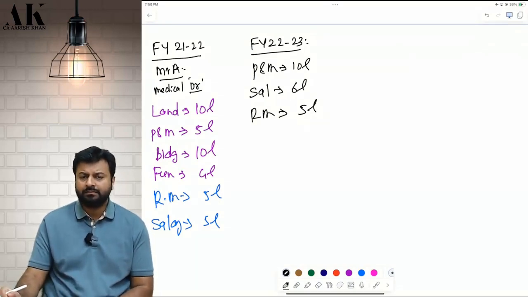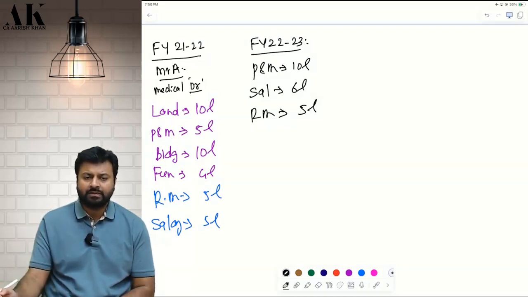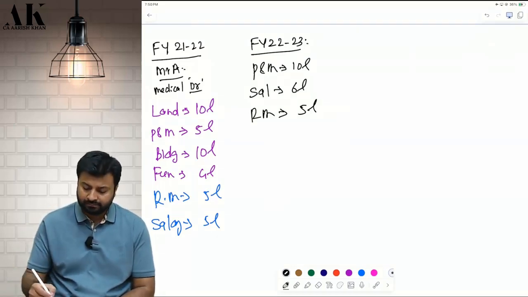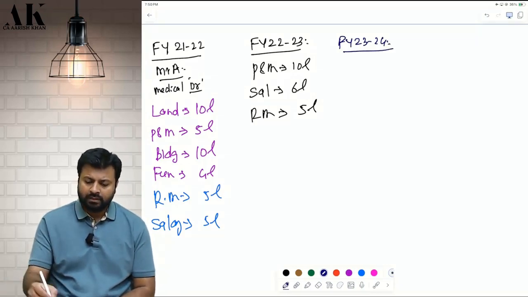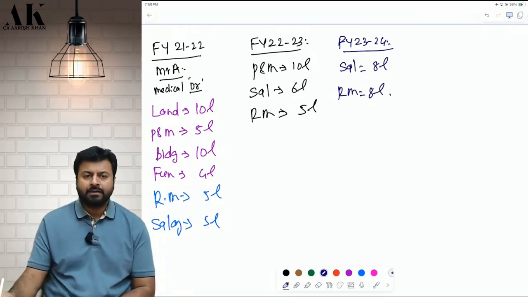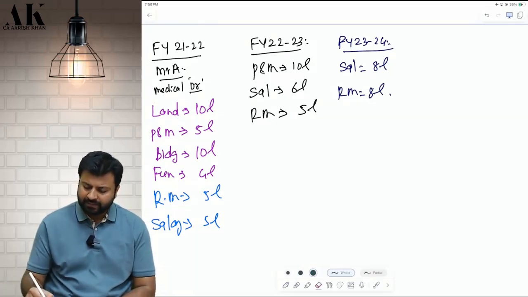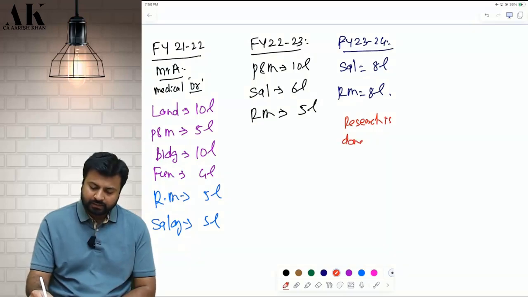In the second year, sir, is the research done? Research is still not done. It is still going on. It will take some time for it to complete. Third year, financial year 23-24. Okay. I paid some salary of 8 lakh rupees. I purchased some raw material of 8 lakh rupees. Sir, is the research done, sir? Yes, finally the research is done now. The product is ready.